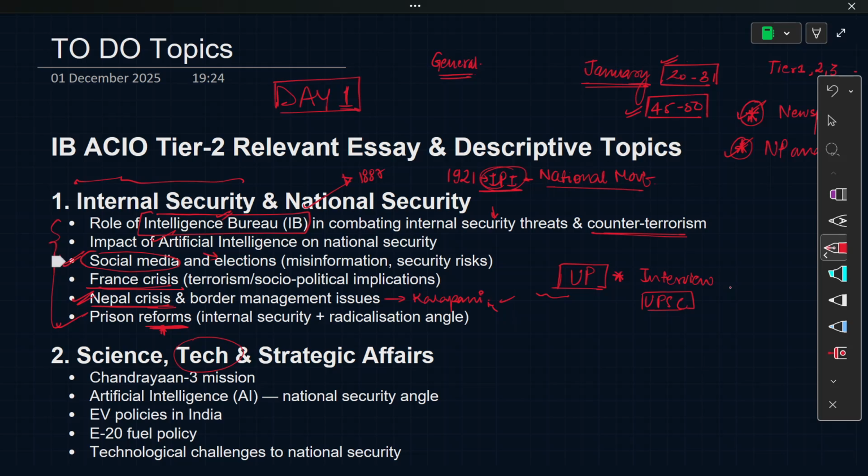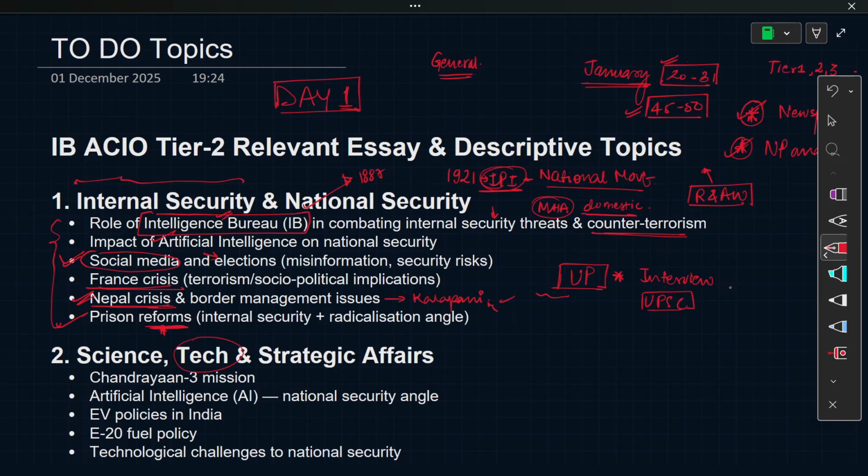And after independence, it came into the hands of Ministry of Home Affairs, and it engaged in forming the role of a domestic intelligence as well as external intelligence. However, later it was felt that we need a separate organization for external intelligence, and after that, RAW was established, and it was separated from IB, and that is how IB got its own existence.